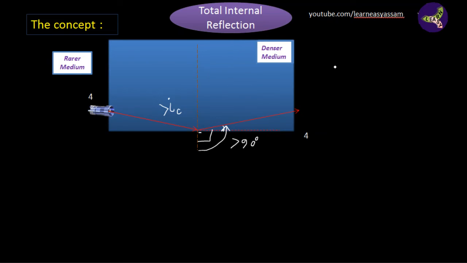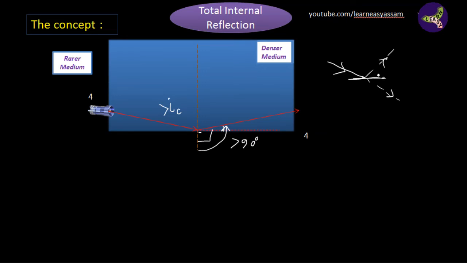We have seen in our previous concept of critical angle that light at the interface can divide into 2 parts. One is the reflected part, another is the refracted part. This is the refracted part and this is the reflected part. But at this point, when the angle of incidence is greater than the critical angle, there will be no 2 parts of partial reflection and refraction. Only 1 part will remain.